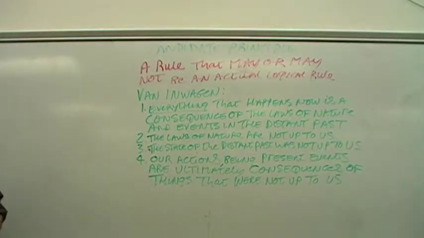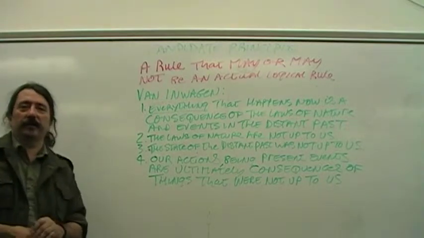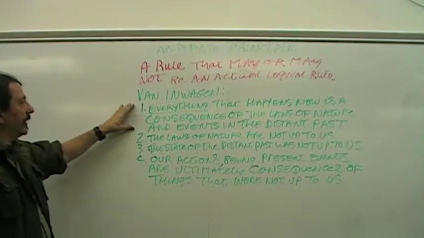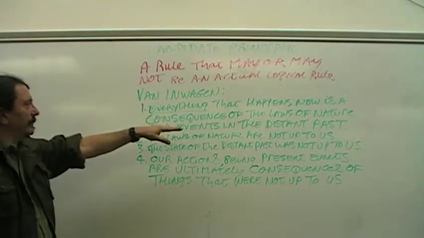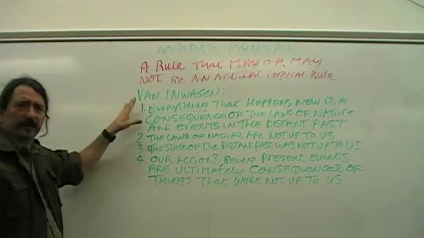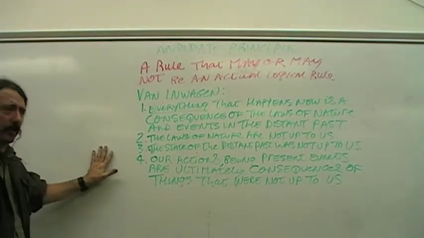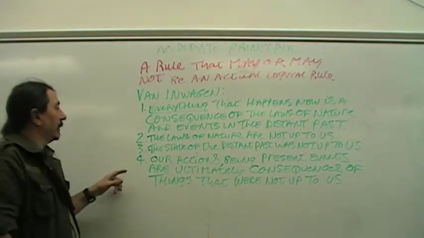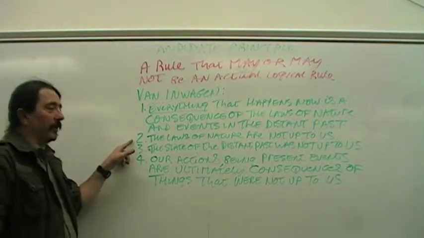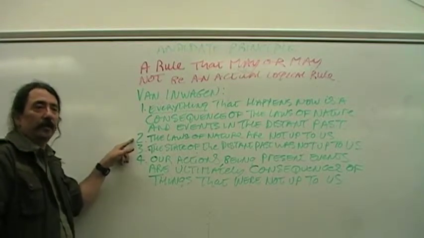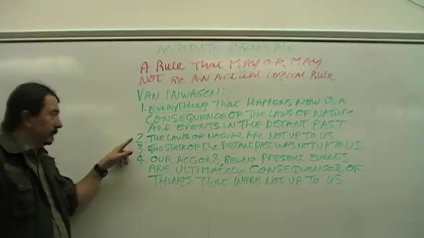Our actions are not up to us. Free will doesn't exist. So I guess I should say that if determinism is true, everything that happens now is a consequence of the laws of nature and events in the past. So this premise assumes determinism is true, which is a good assumption based on science. The laws of nature are not up to us. This is true. I cannot affect the laws of nature, neither can you.